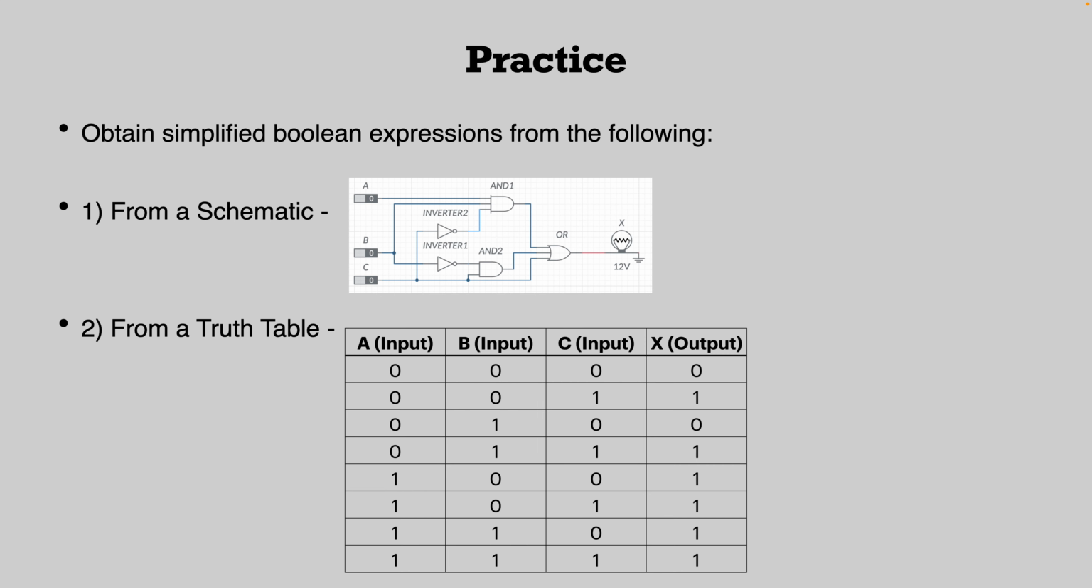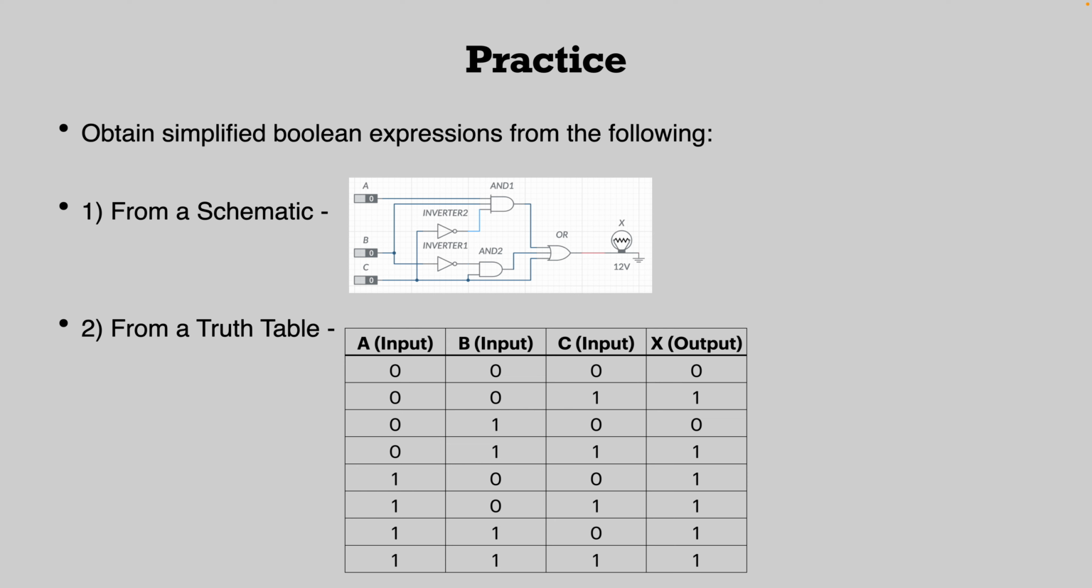So that brings us to our practice. We have 2 problems here that I want you to find the simplified Boolean expressions for. First, from the schematic, which has 3 input variables, A, B, and C, and they go through some combinational logic gates to get the final output of X there at the right on that lamp. And then second, also from this truth table, where again you have A, B, and C as inputs and X as the output. So you'll find the initial Boolean expressions from these, and then you'll use those rules to simplify. And I'll start solving these here in a second.